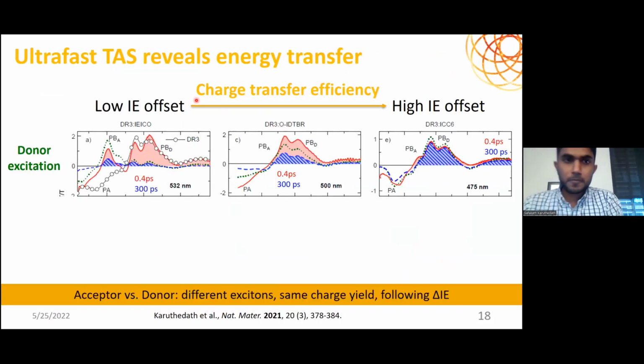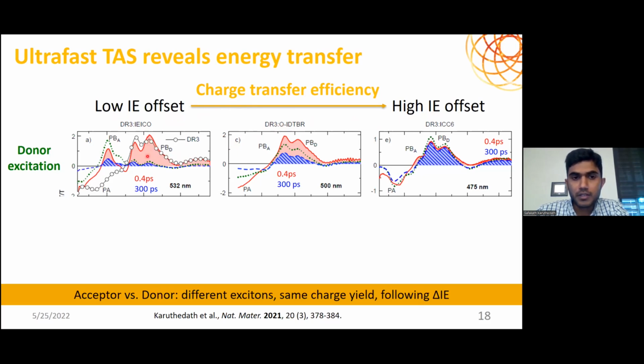So we probe this via ultrafast spectroscopy. I'm trying to simplify this message from this very complex spectra. I selected three systems. One has low IE offset, one has medium IE offset, and one has high IE offset.